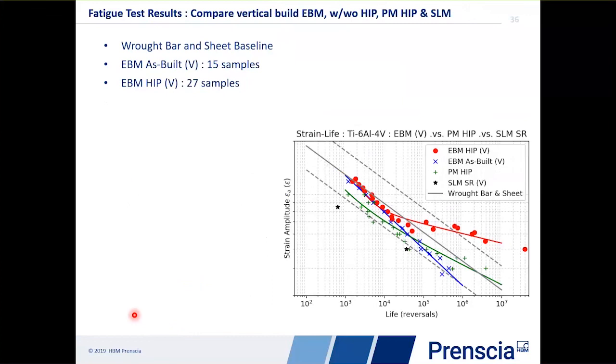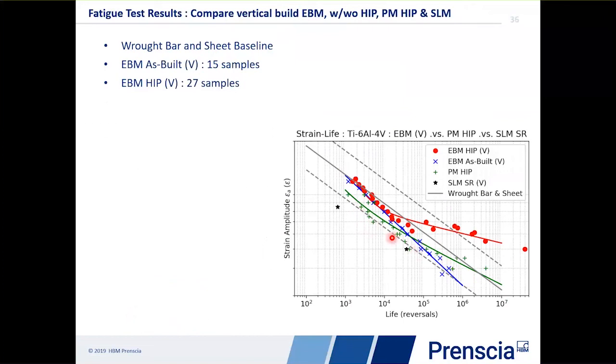Now let's have a look at the effect of powder metal on this. Those red and blue lines are the same ones we've seen, so that's the electron beam melting as a reference. And the first line that we see is this green line here. This is showing the powder metal hipping.